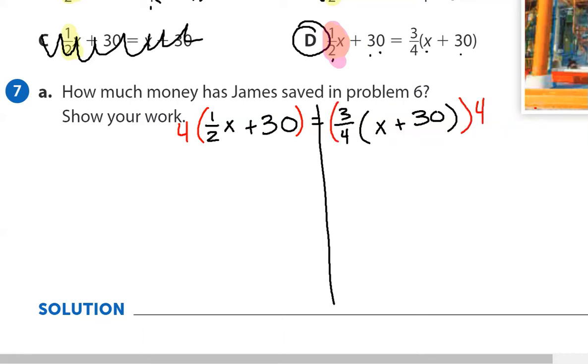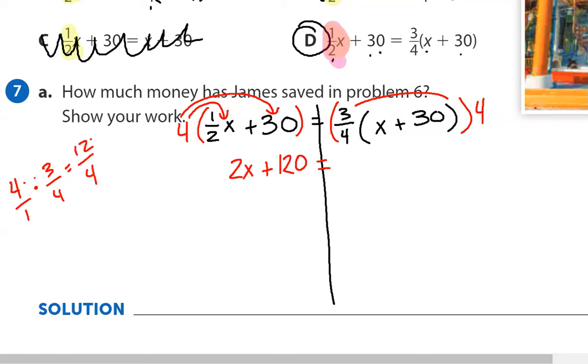Okay, 4 times 1/2. What's 1/2 of 4? 2x. I multiplied that. 4 times 30 is 120. And then the 3/4 times the 4. Let's show our work for that over here just in case. There's the 4 times 3/4. Just multiply across the top. 4 times 3 is 12. 1 times 4 is 4. 12 divided by 4 is 3. Oh, I don't want to do that step yet. 3 times x plus 30.